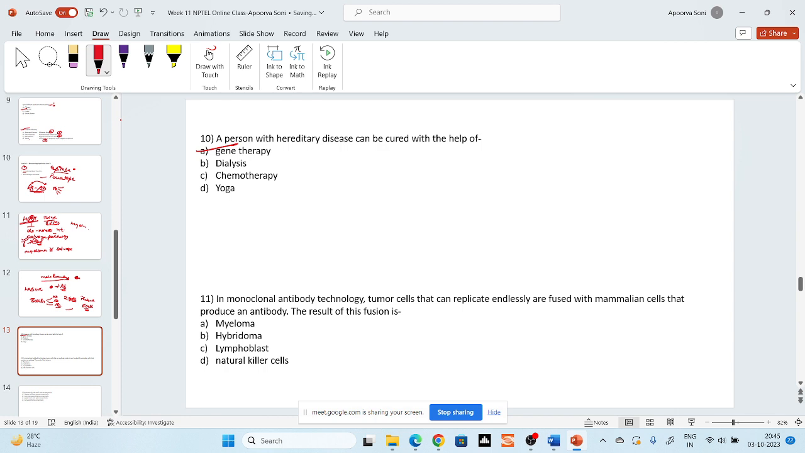In monoclonal antibody technology, tumor cells that can replicate endlessly are fused with mammalian cells that can produce antibody. The result of this fusion is, a basic and easy question. What is the answer? Myeloma. No, we're talking about the result of the fusion. The fusion will create what? Hybridoma. Yeah.